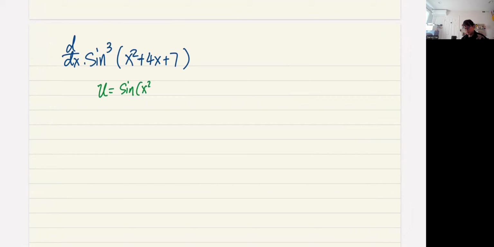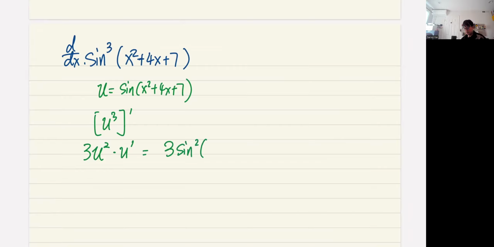Oh, by the way, you may see some kind of crazy chain rule, for example, sine to the third of x squared plus 4x plus 7, and I want to take the derivative d over dx. In this case, we actually need to do u sub twice. For example, u equals sine of x squared plus 4x plus 7, right? Now the question becomes u to the third. Taking the derivative of u to the third gets you 3u squared, and don't forget the chain rule of that. So let's do half of them first, which gives us 3 sine squared of x squared plus 4x plus 7.